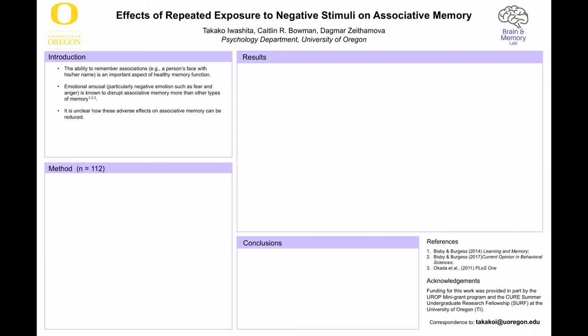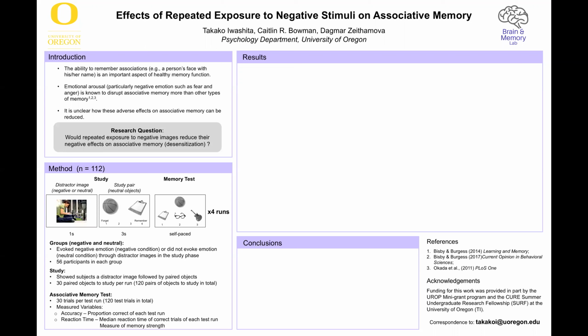Previous research has found that emotional arousal, particularly of negative emotions, disrupts associative memory more than other types of memory. However, it is unclear how these adverse effects on associative memory can be reduced. So in this project, we examined if repeated exposure to negative images would reduce their negative effects on associative memory. And we called this desensitization.